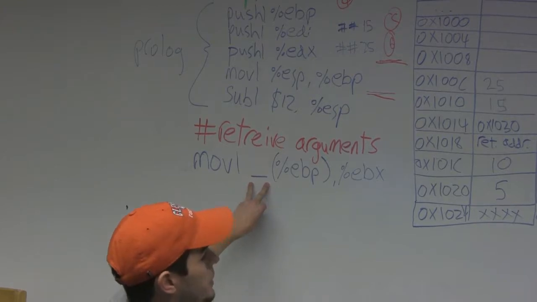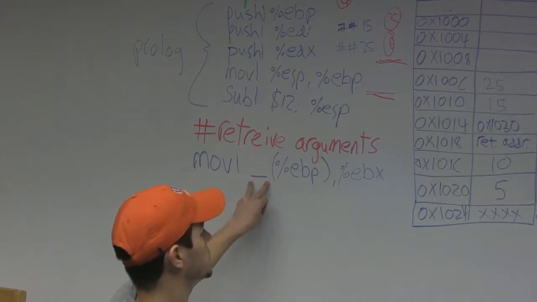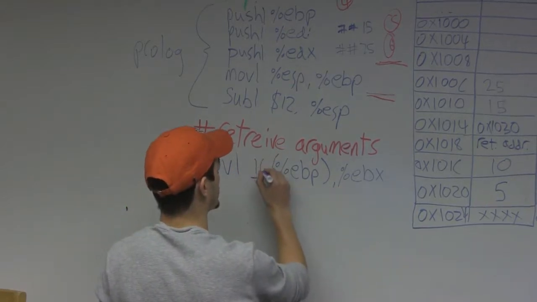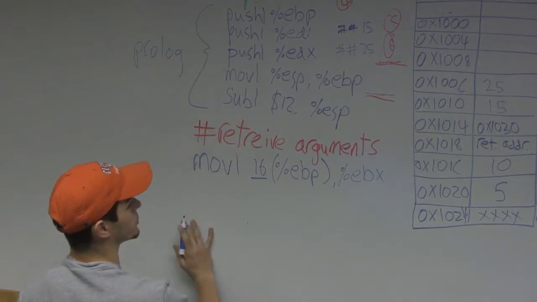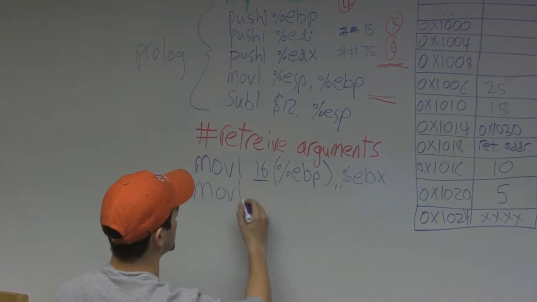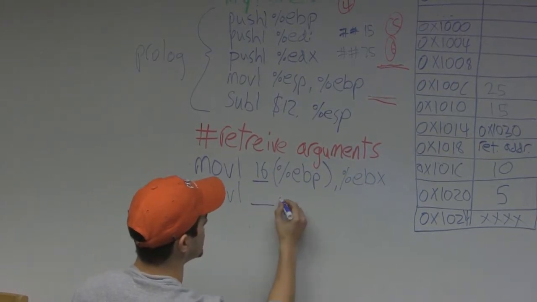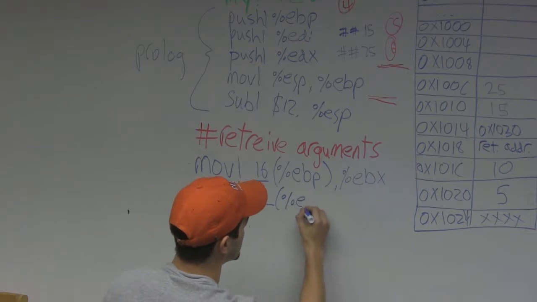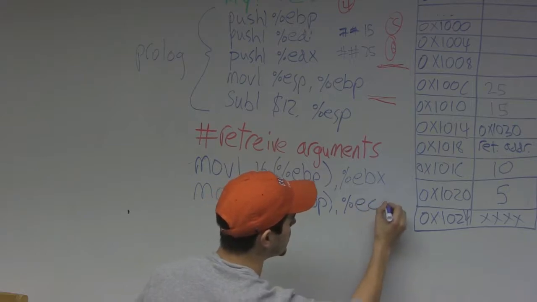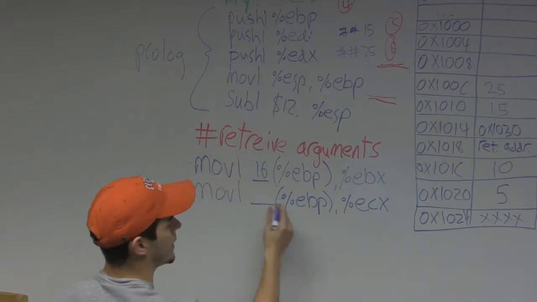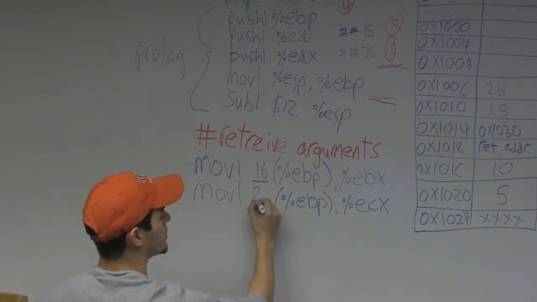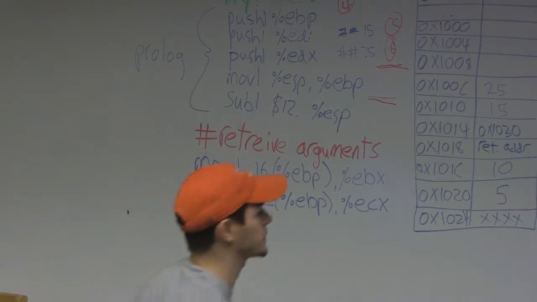Filling in this blank will be the number of bytes offset from this base pointer to get there. So as we just said, 16 to retrieve that first argument. And just simply one more box away would be 20, since each one takes up 4 bytes.